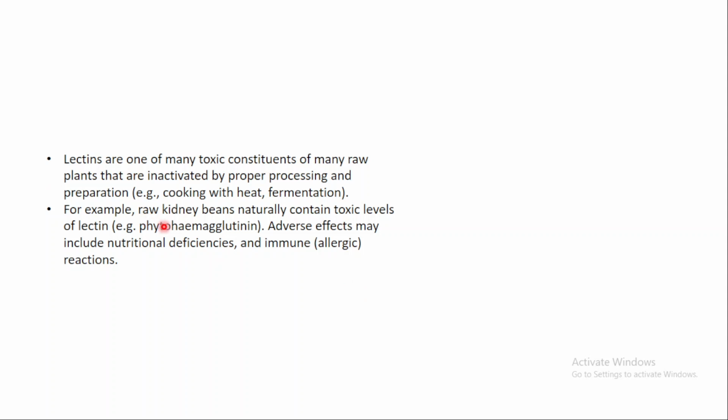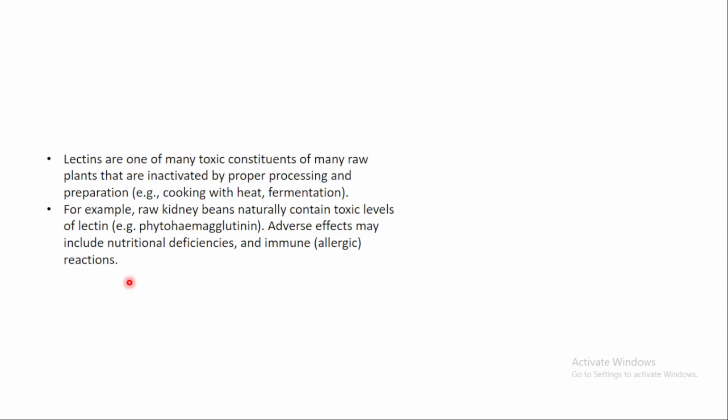For example, raw kidney beans, or rajma beans, basically what we eat in North India, naturally contain toxic levels of lectin. These lectins are very notorious for their activity of agglutination. They will form aggregates and form a blockage. Adverse effects may include nutritional deficiencies and immune reactions. So if you do not cook raw kidney beans properly, then you can have agglutination defects because of the presence of lectins.